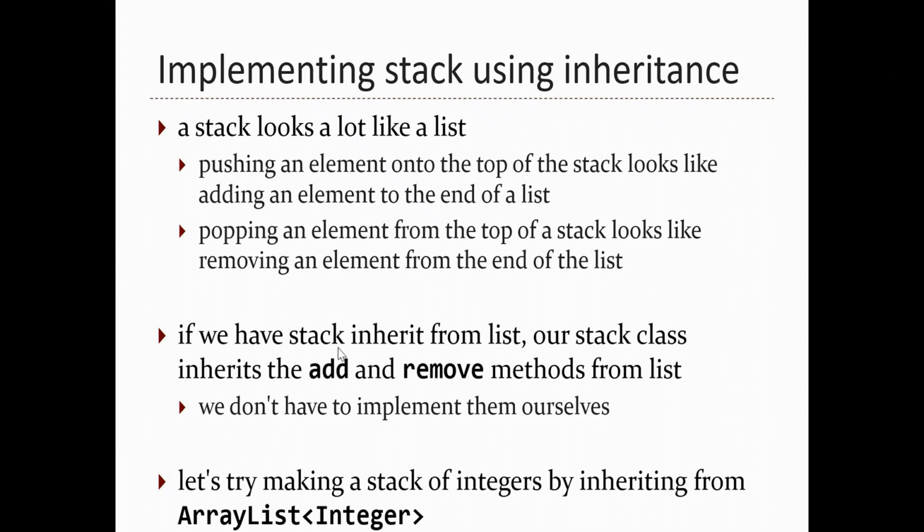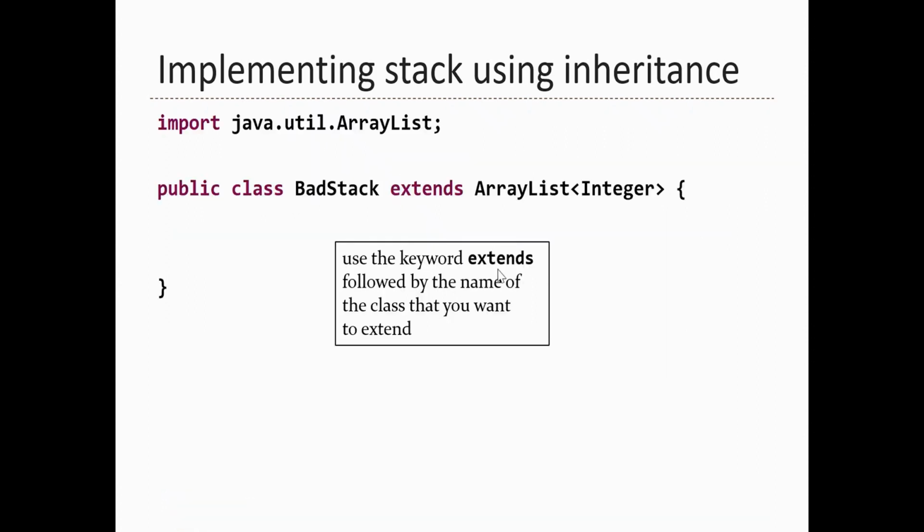So if you decide to implement your stack this way, I make a stack class and I inherit from list, then you almost don't have to do anything to actually implement the stack. So let's make a stack of integer using inheritance. I'm going to inherit from the ArrayList class. The way you do this is you make your class, public class, some name, BadStack, because this is a bad example. And then you write extends. Extends is a keyword, and then you write the name of the class that you want to extend.